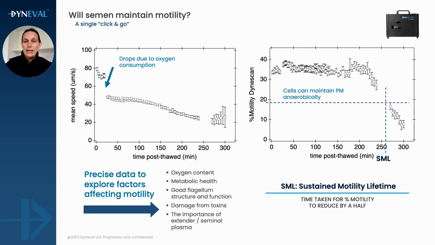This is completely new information for the whole fertility industry and is now able to provide scientists and semen companies with new insights into the factors affecting metabolic health of sperm cells and looking at the genetic factors that may underlie good motility.